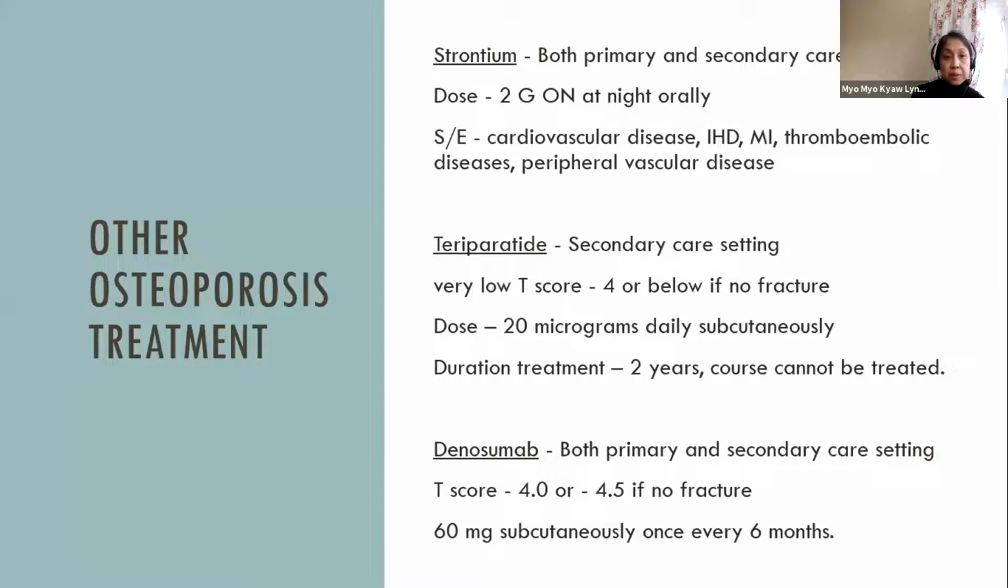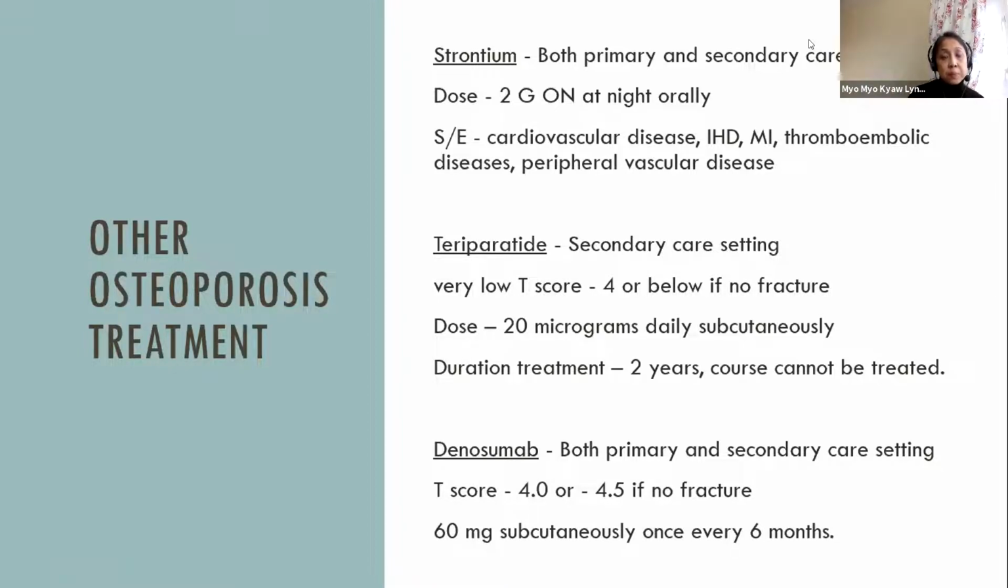Just to let you know, we've got 10 minutes to the next presentation, and we've got a few questions in the chat already. So okay, basically this slide is strontium. Strontium is a drug, and I'm not sure whether you are all aware that strontium is now back on the market. It is 2 grams once a night.